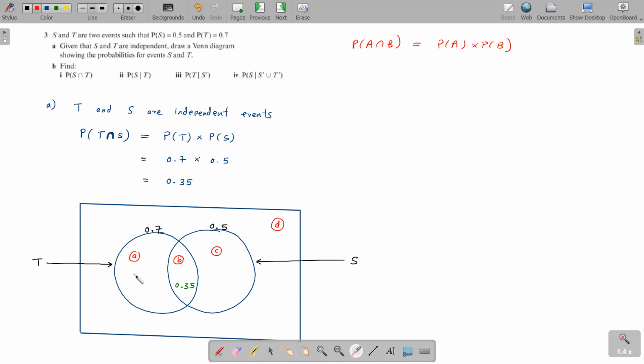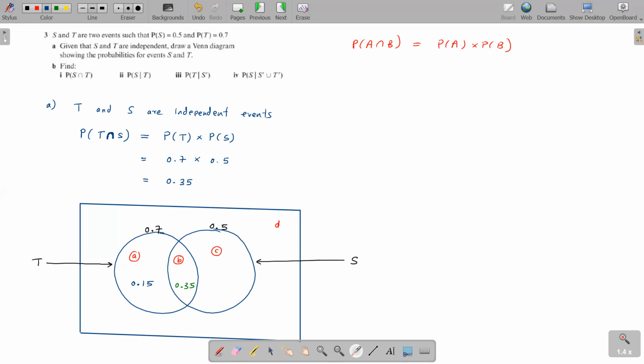Now you can see I can easily find the regions A, C, and D. So how do I get the region A? You subtract, right? From 0.7, you subtract 0.35. 0.7 minus 0.35, the answer is 0.15. So you have to get it through the subtraction. The next part, the region C: you can see B plus C is 0.5. So from 0.5, you subtract 0.35, and what do we get?